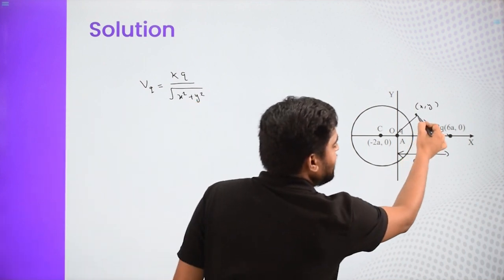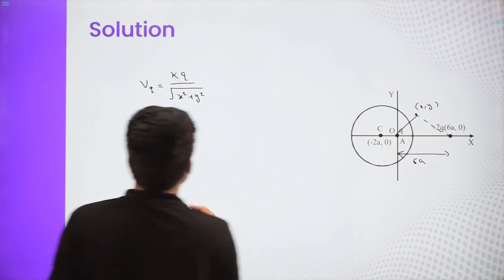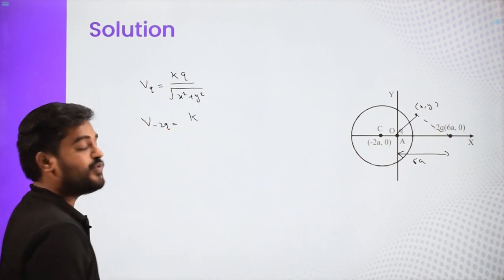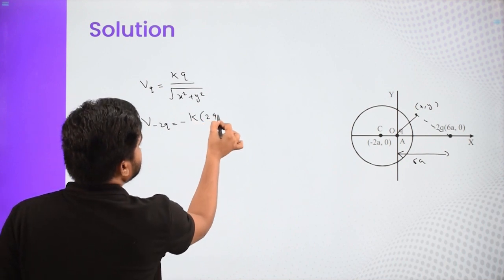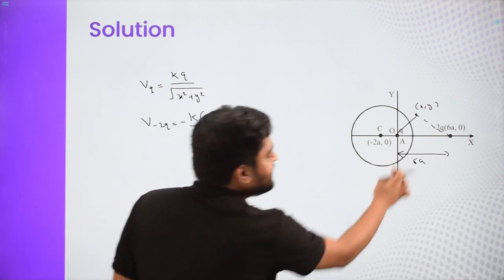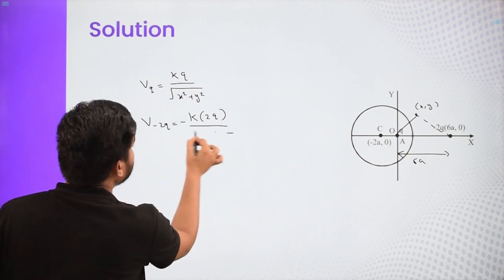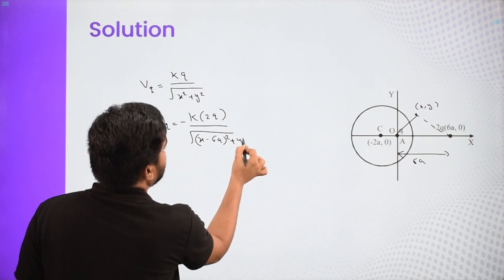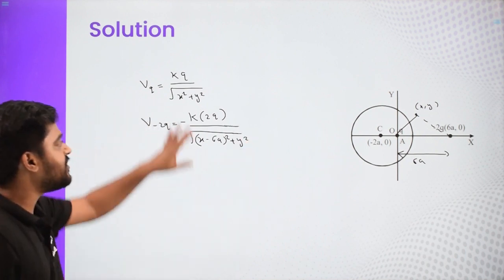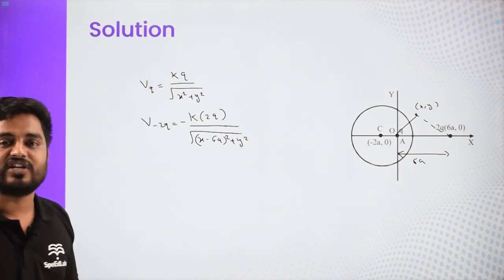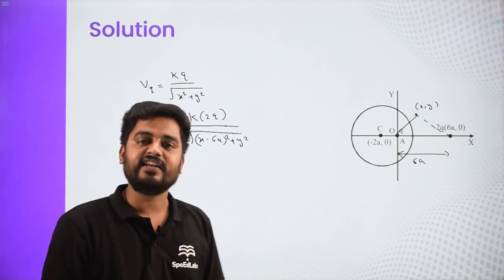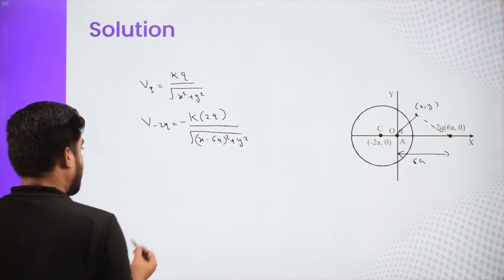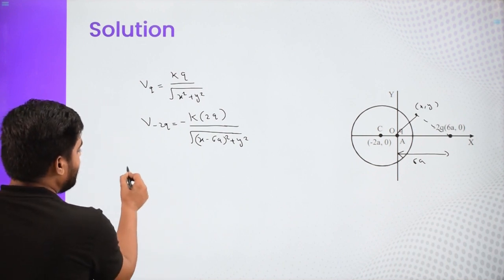What about the potential due to the charge minus 2q? The potential due to minus 2q is k times minus 2q by r square. What is the distance between this charge and this point? I am using the distance formula, so it is root over (x minus 6a) square plus y square. This is a positive potential and this is a negative potential. We simply add them with proper sign and say the total must be 0, so their magnitudes must be equal. I am just equating their magnitudes for V to be 0.